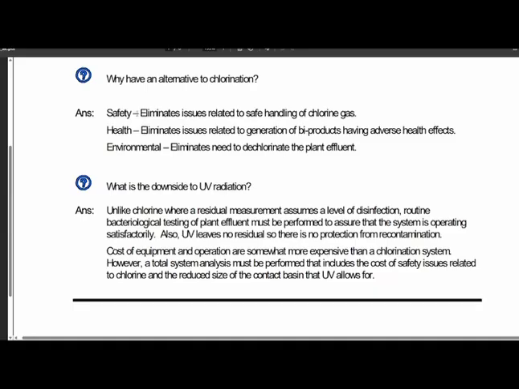The reasons that we would have an alternative to chlorination is safety, health, and environment. Because chlorine is dangerous to handle. It's difficult to regulate. And the byproducts have adverse health effects. And then you wouldn't also need dechlorination.